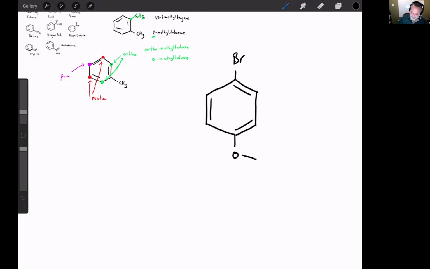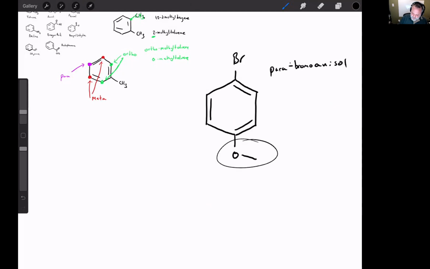And so it really is about the common name. And so this ortho meta para designation works essentially exclusively with those monosubstituted benzenes that have common names. So in this case, we would call this para bromo anisole.